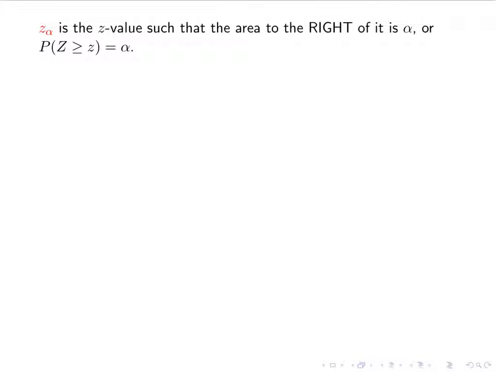The last thing we want to do with the standard normal curve is find something that looks like z sub alpha. So that's the Greek letter alpha. We're going to see this come up a lot in later chapters. Z sub alpha is the z value such that the area to the right of it is alpha. So this is like the opposite of a percentile.